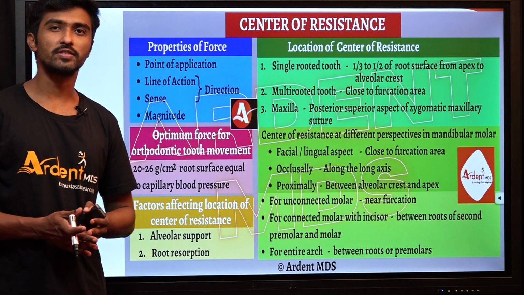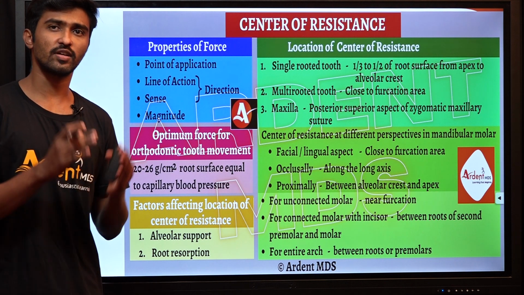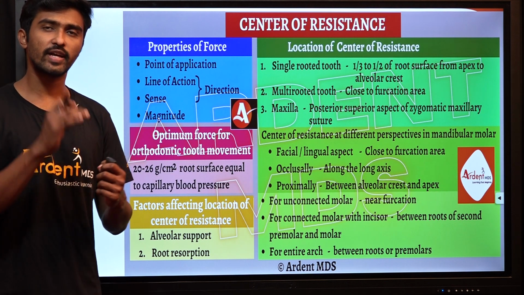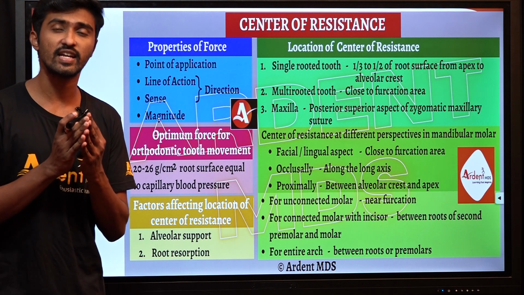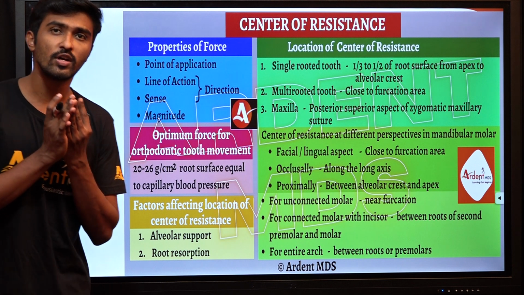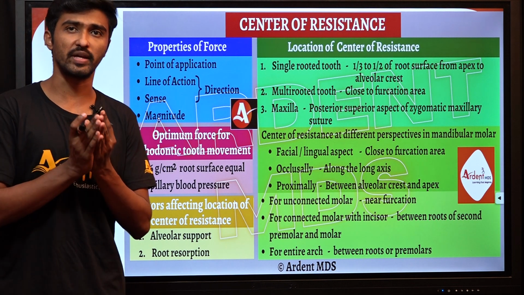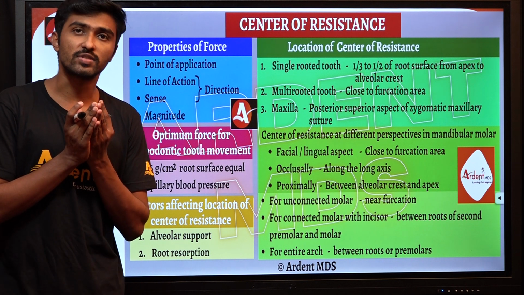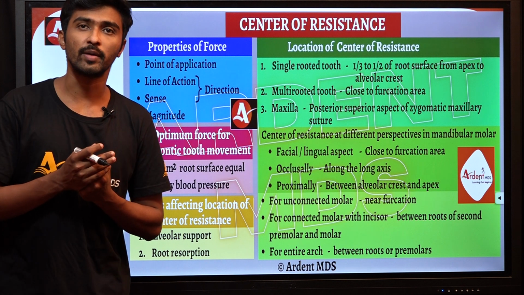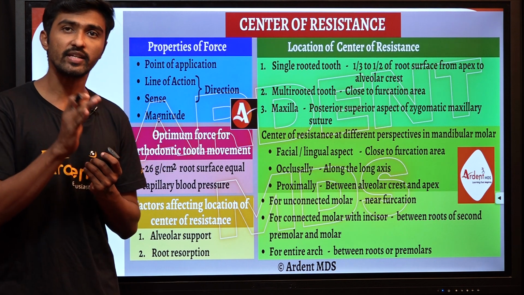So today we are going to see about basics of biomechanics. For any application of force, the force has the following properties. It has a point of application of force, a line of action, a sense, and also a magnitude. When we are applying force, we should know how much force to apply. The answer is 20 to 26 grams per square centimeter of root surface, which is given by Dr. Oppenheim and Schwartz. Such an amount of force is equal to capillary blood pressure.